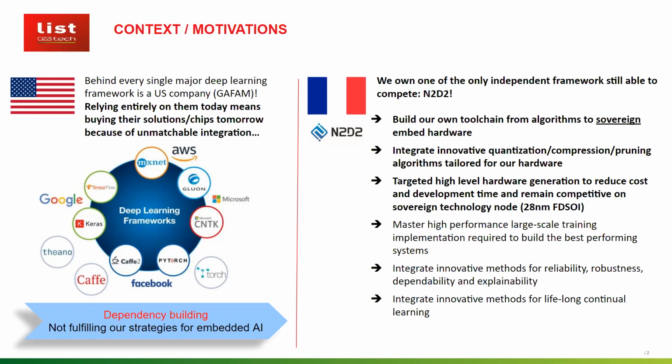We want to master high-performance, large-scale training and implement it on GPUs in order to build the best performing systems. We also want to integrate innovative methods for reliability, robustness, dependability and explainability, as well as innovative methods for lifelong continual learning. For the first part of the presentation, I will present what exists in N2D2 now, and after we will see the future of this project. So we can move to the next slide.